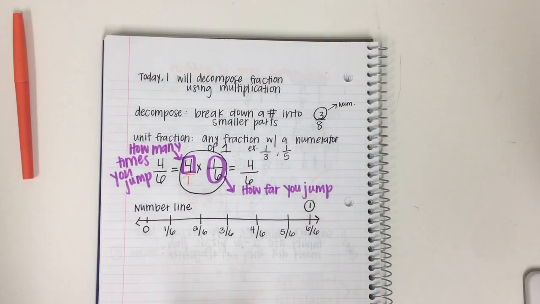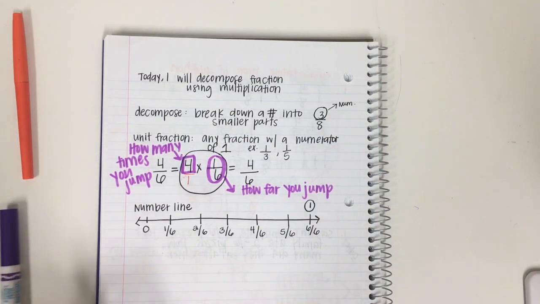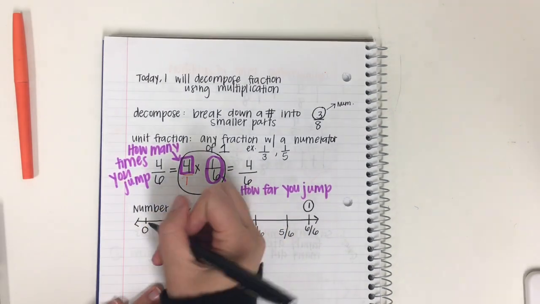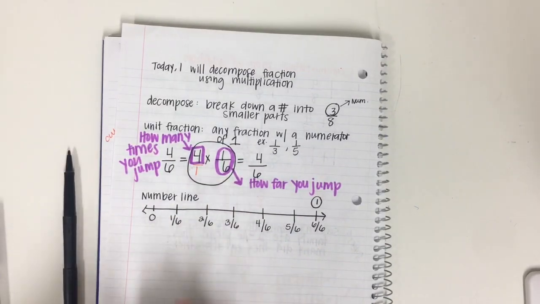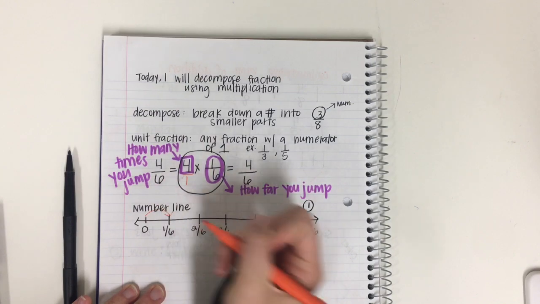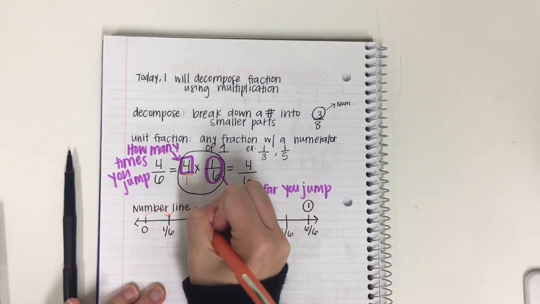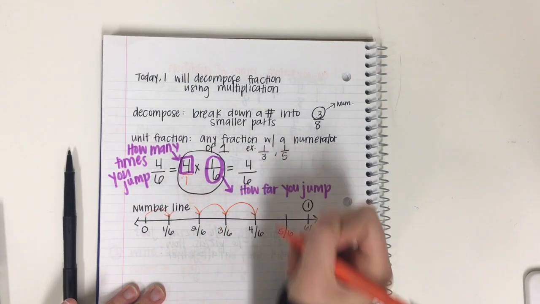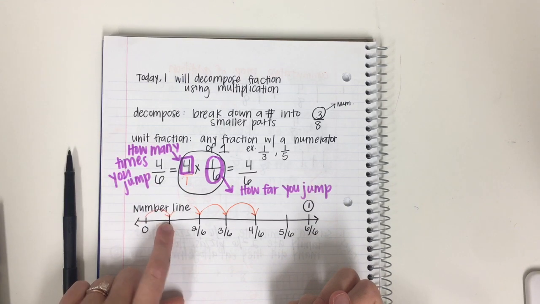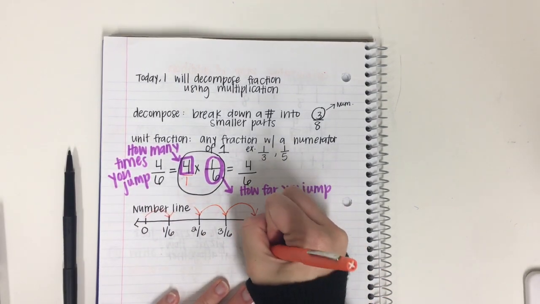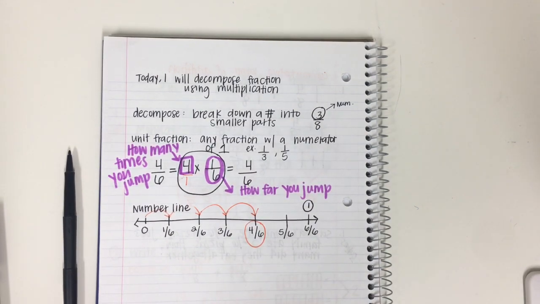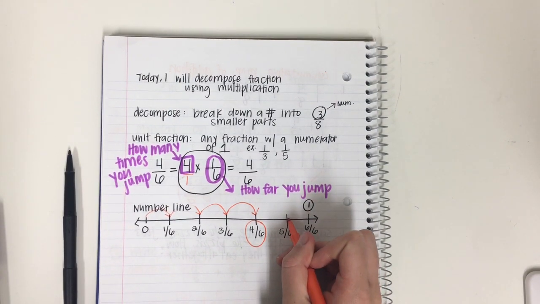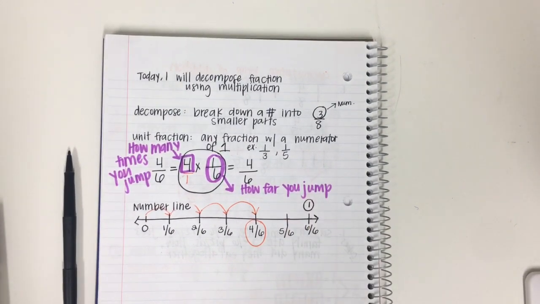So let's look at it in the case of what we have. We have 1/6. We need to jump 1/6 4 times. Okay? So I'm going to take another color. So I'm going to do 1/6, 2/6, 3/6, 4/6. I jumped 1/6 4 times. That gave me my answer of 4/6. And we can tell that 4/6 is less than 1 because there's about still 2 more places for us to go. So 4/6 is less than 1.